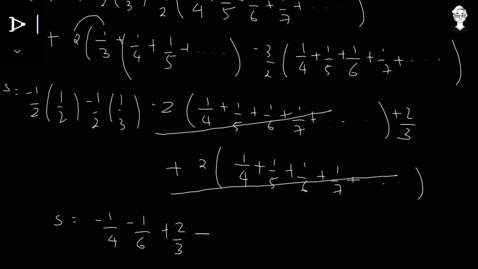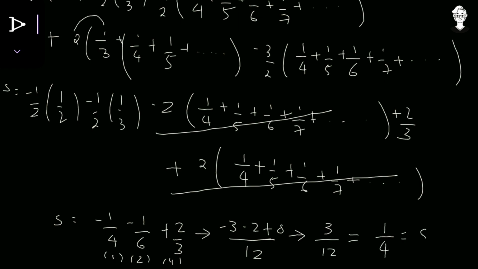So now we have to simplify this thing, so we can take the LCM as equals to 12. So we have to multiply 3 over there, 2 over here, and 4 over here. So what we will have is -3, -2, and +8. So this thing is equals to -3, -2 is -5, +8 is 3, so 3 upon 12, and this thing is equals to 1 upon 4, and that is the value of s, and that's the answer, that the value of s is going to be equals to 1 upon 4.